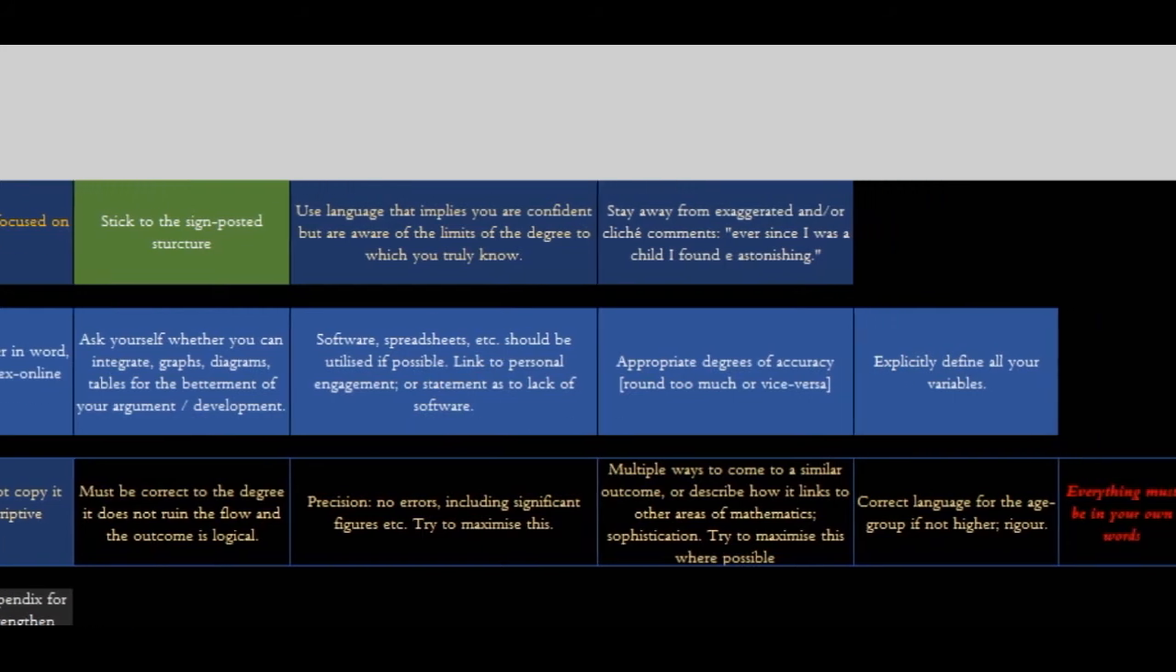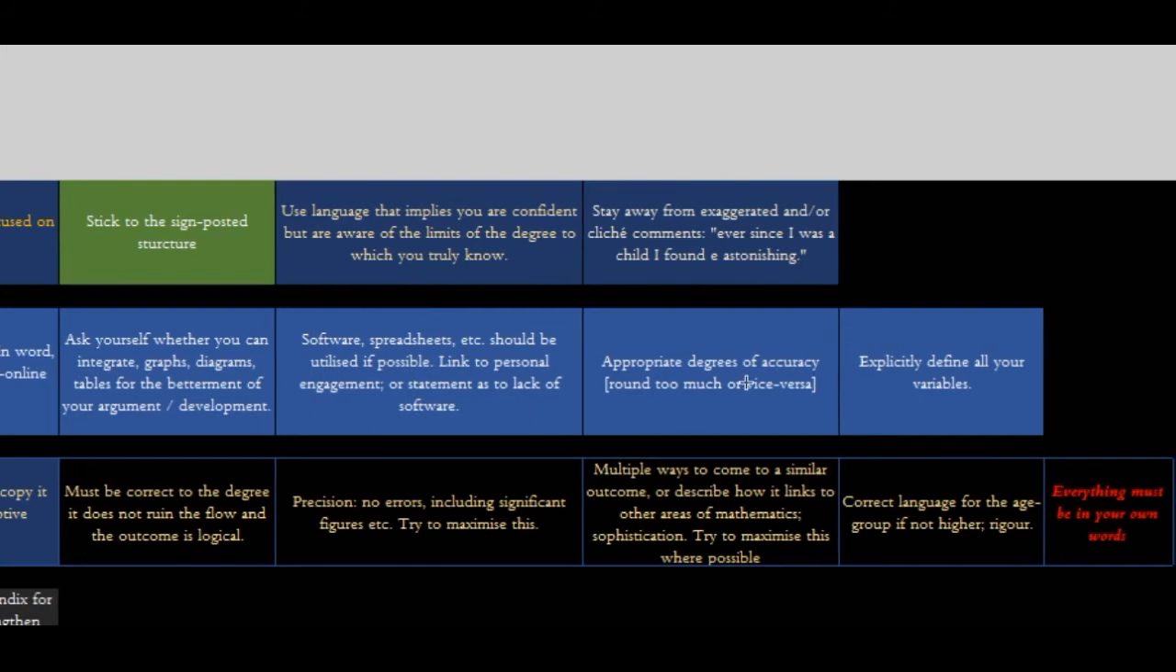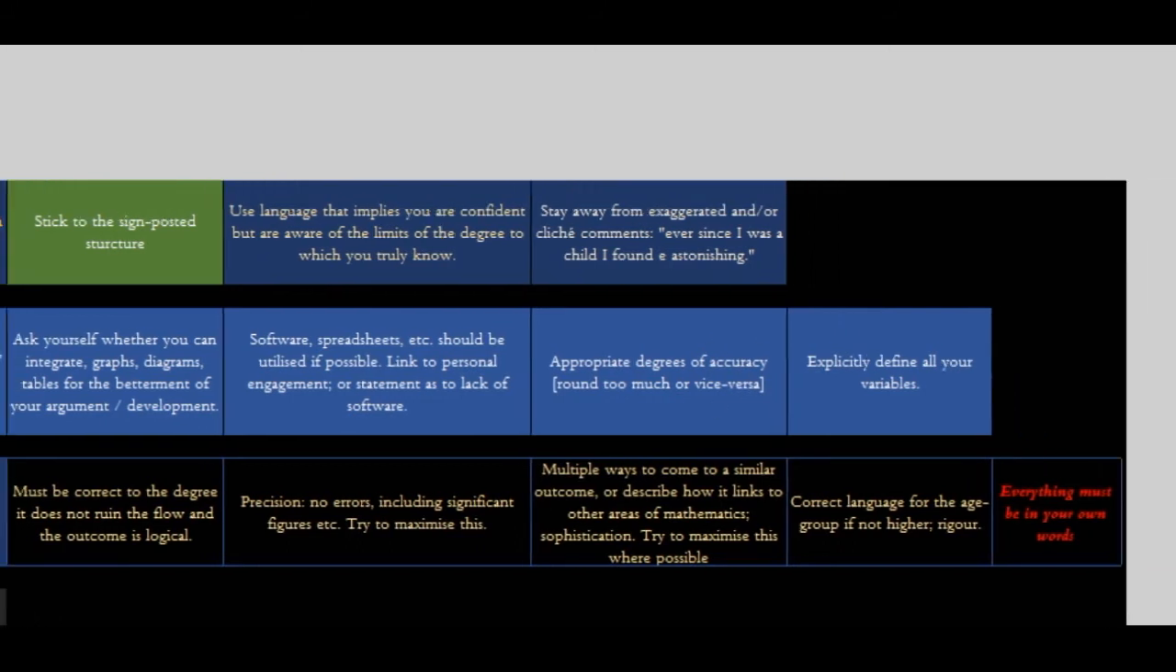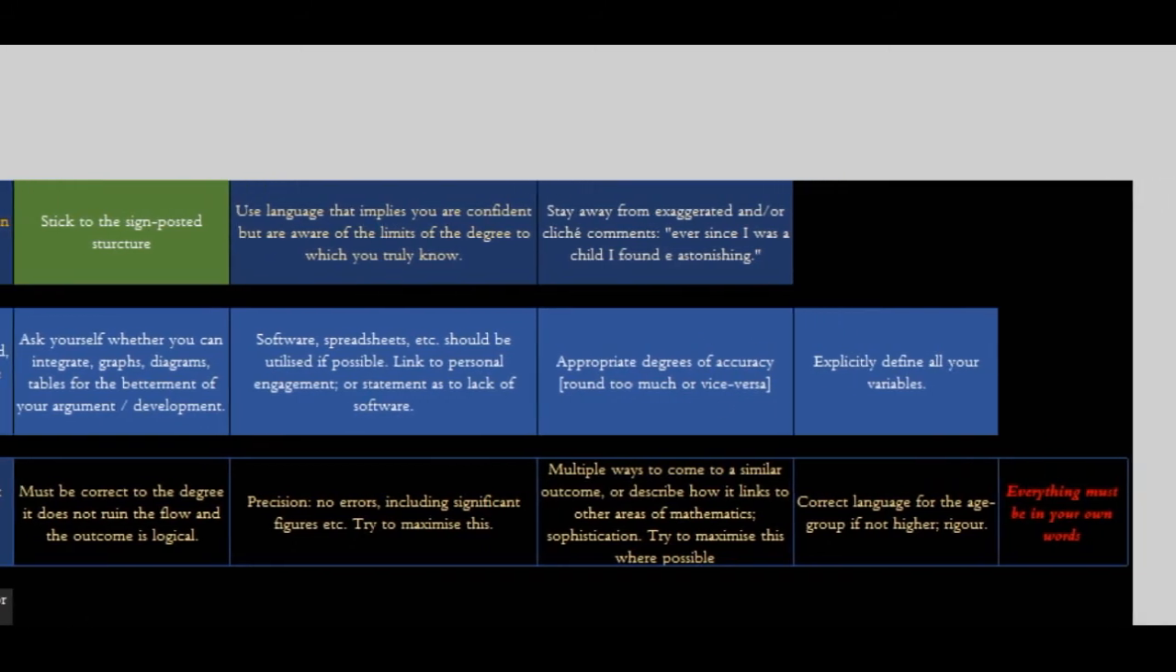Or maybe you choose an interesting and different software because you've got specific practice with it for having used it in some sort of entrepreneurial or work experience setting, whatever you wish to do. Be aware that you can link that up. Appropriate degrees of accuracy is important. Don't round too much or vice versa. Don't give huge amounts of decimal places for things that are measurable by a normal tool and therefore is unnecessary.